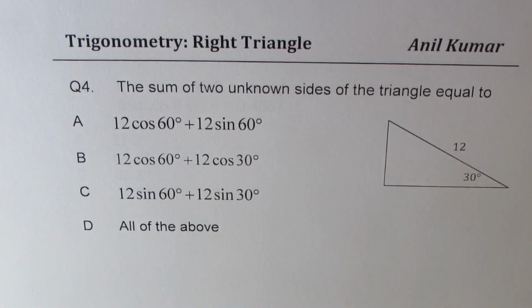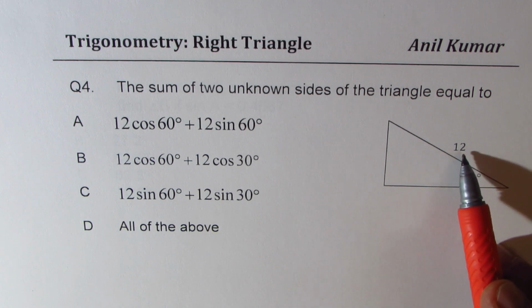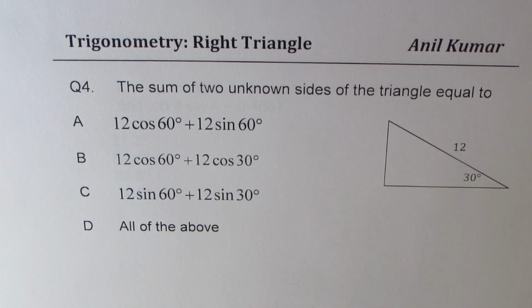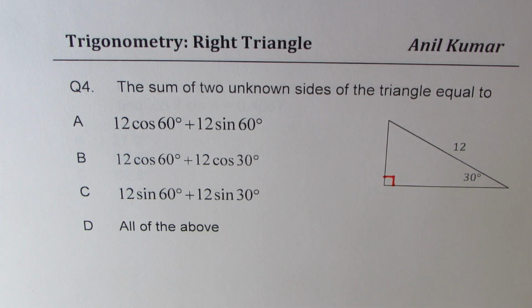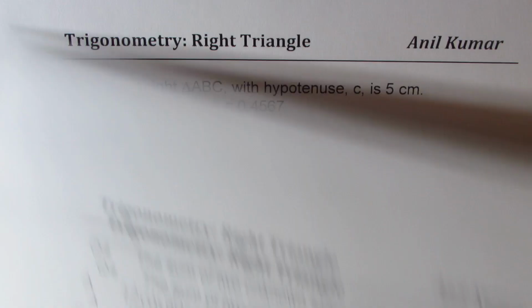Question number 4. The sum of two unknown sides of the triangle equals what? So in this triangle, we are given hypotenuse of 12 units, angle at the base 30 degrees for this right angle triangle. 4 options are given to you.